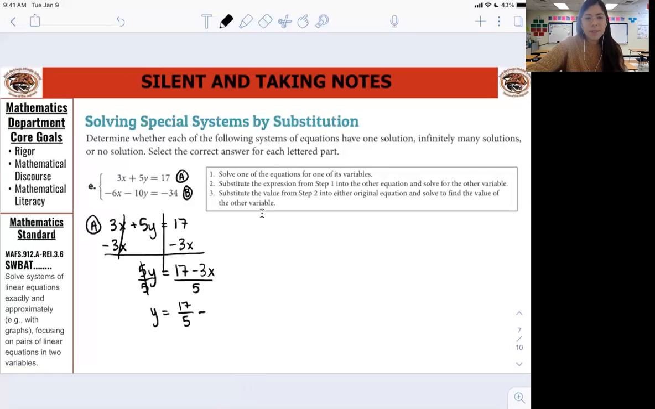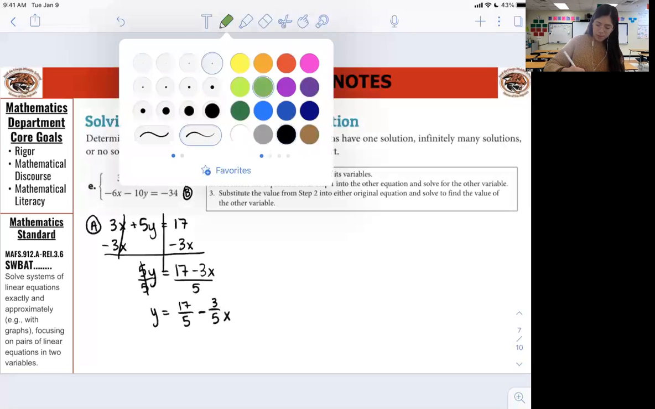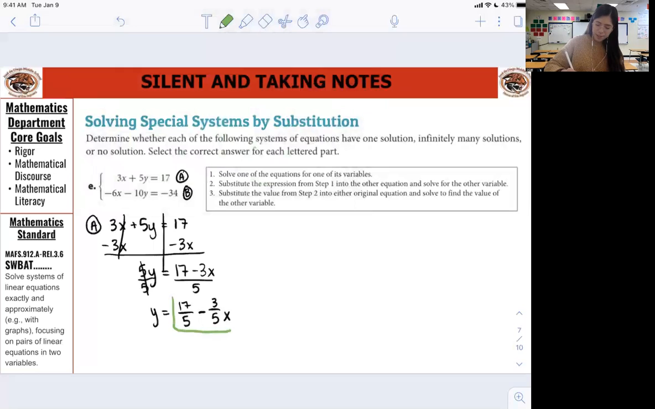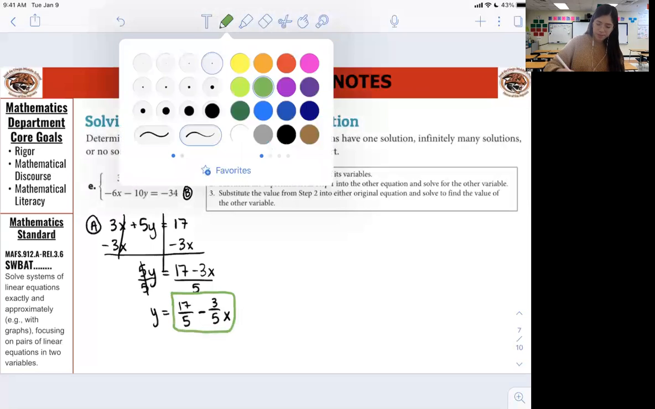Okay, now what? 3 over 5 is going to stay the same as well. So the 3, yeah, we're going to leave it as 3 over 5. So now plug it in into B. Yeah, so now we've got these crazy fractions. We got to plug this into equation B.